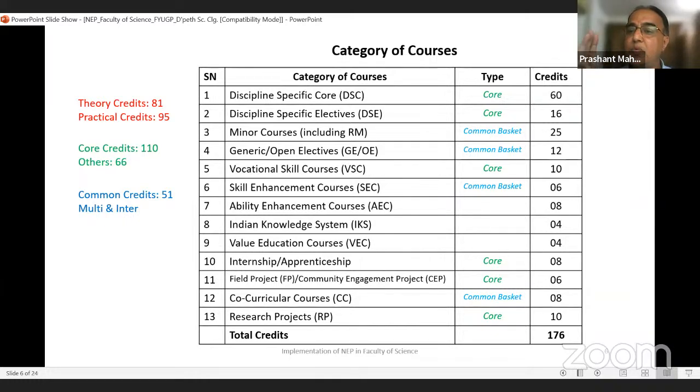This is the third point of the national education policy we are addressing, that is multidisciplinary and interdisciplinary education. When I say that 51 credits worth of courses right from first year to third year, I have to take from the faculty other than my faculty, or the program other than the program which I have selected as major.